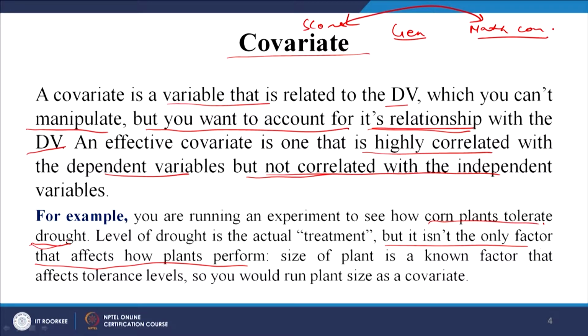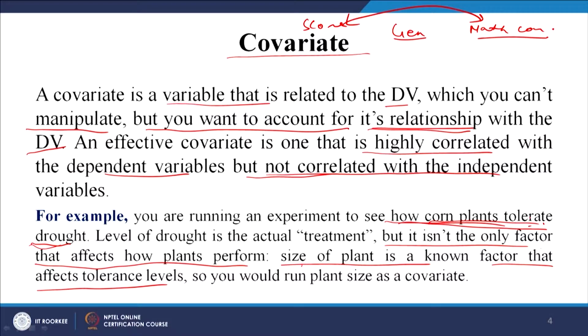So, what are the other factors that affect it? Let us see. The size of the plant is a known factor that affects the tolerance level. If a plant is only, let us say, a few days old, and another plant is a month old, then the difference in the size of the plant, even in the same category, will have a different effect on the dependent variable, that is, how the plant tolerates the drought, right.